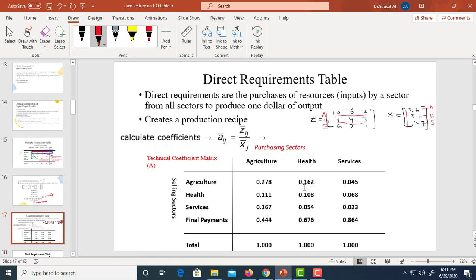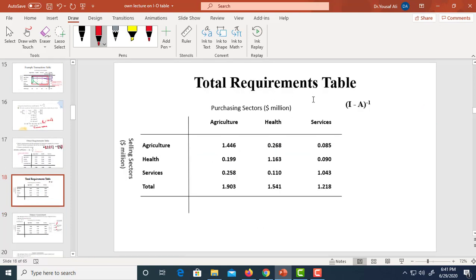Now we will calculate the total requirement table. Let's suppose we have 4 sectors. What do we need to do? The identity matrix will be 1 0 0 0, 0 1 0 0, 0 0 1 0, 0 0 0 1. Then we subtract: I minus A, meaning the identity minus the A matrix.